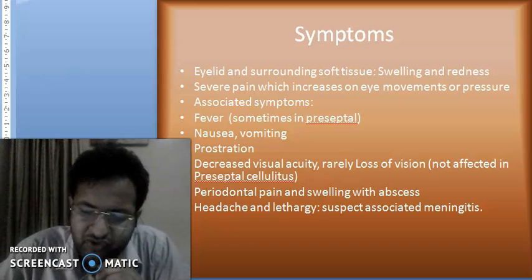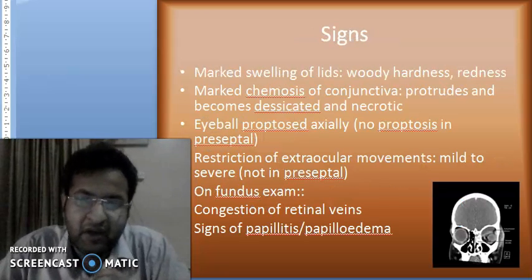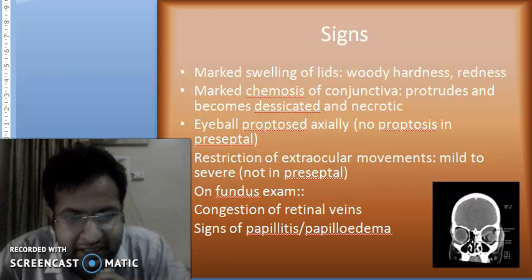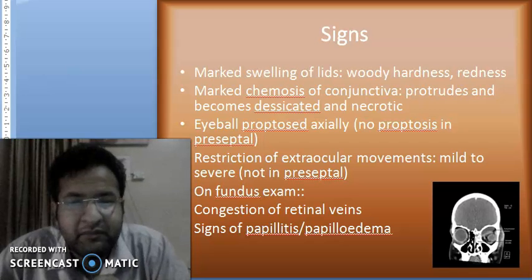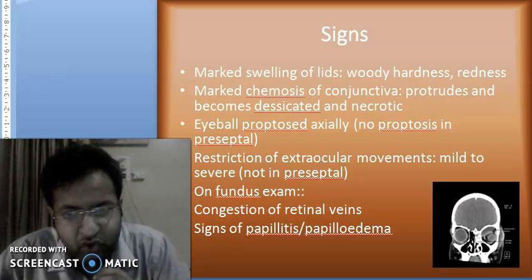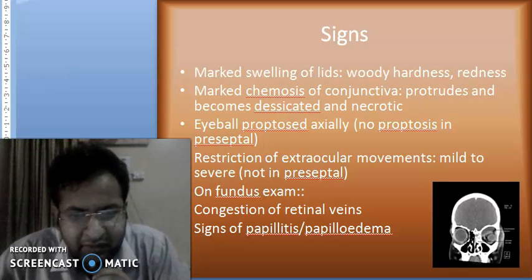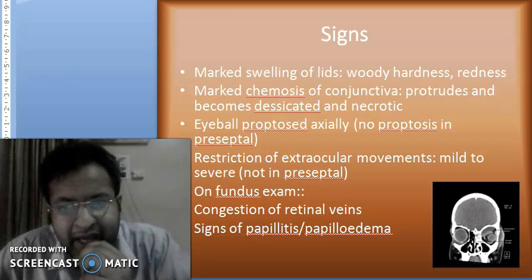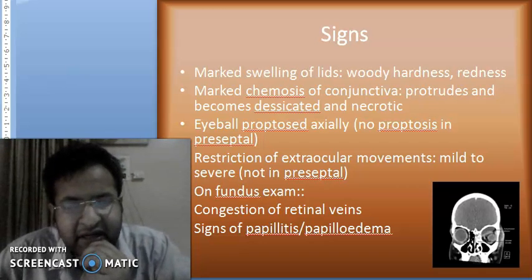Always suspect associated meningitis. What are the signs which we see in orbital cellulitis? There will be marked swelling of the lids, hardness and redness of the lids. There will be marked chemosis of the conjunctiva, which protrudes and becomes desiccated and necrotic.